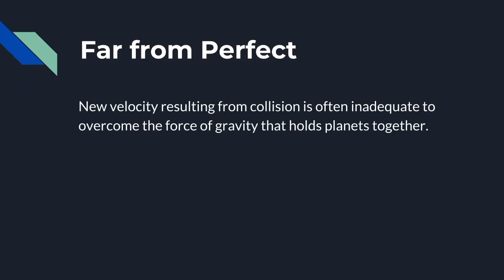One of the problems that we've noticed is that the new velocity that we have calculated after a collision between bodies is often inadequate to overcome the force of gravity that holds the planets together. As you remember, there were many bodies, including the spaceship, that consistently got stuck to the sun. And we have yet to figure out a solution, and we are still trying to improve that part.